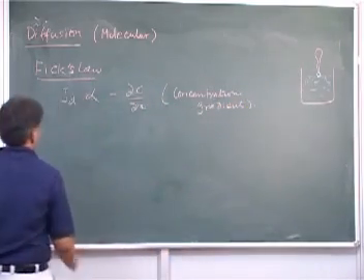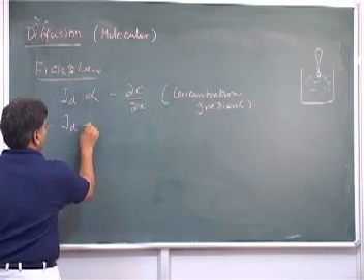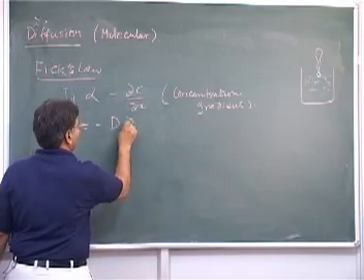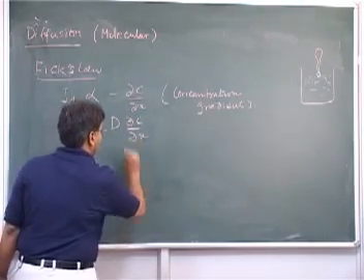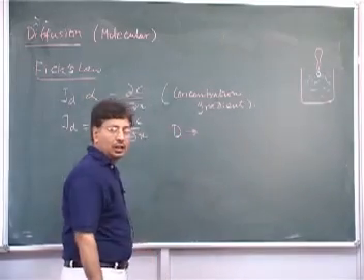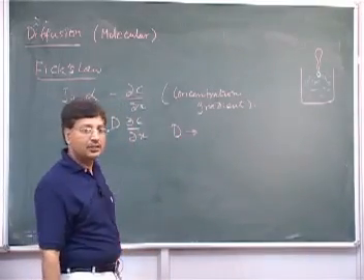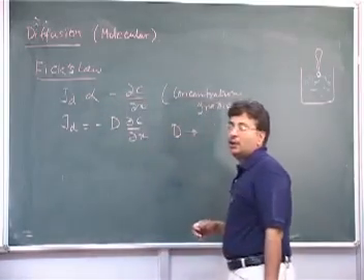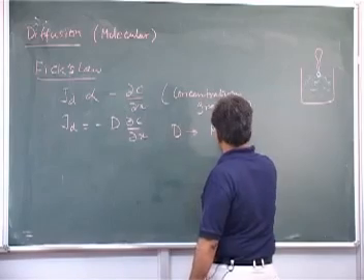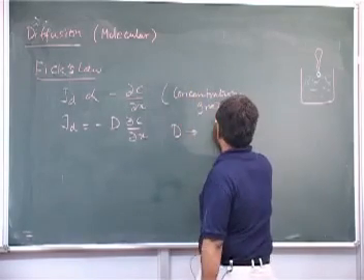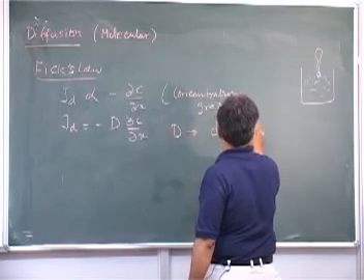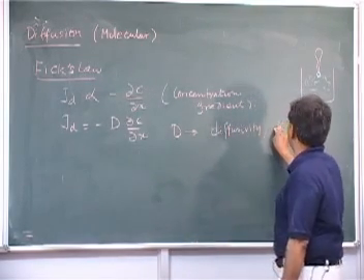So this J_D has a constant of proportionality, and we are just talking about one dimension, don't forget this. And D is called, as you will remember from the earlier classes, the molecular diffusivity or diffusion coefficient.